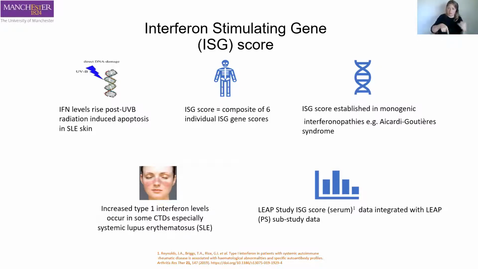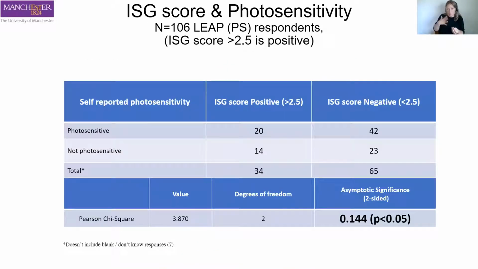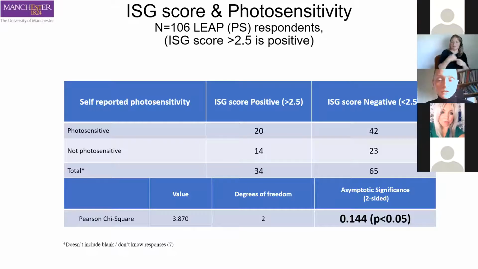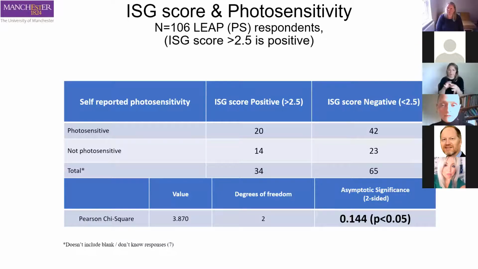And we know that interferon levels rise post UVB irradiation, which induces apoptosis within the skin. Interferon signaling gene scores can be used as an indicator of interferon activity, and these levels have been measured in a subset by my colleagues Tracy Briggs and John Reynolds. And we looked to integrate the ISG data that was available on a subset of these patients with our photosensitivity data. However, we didn't find a significant correlation between ISG score and photosensitivity.